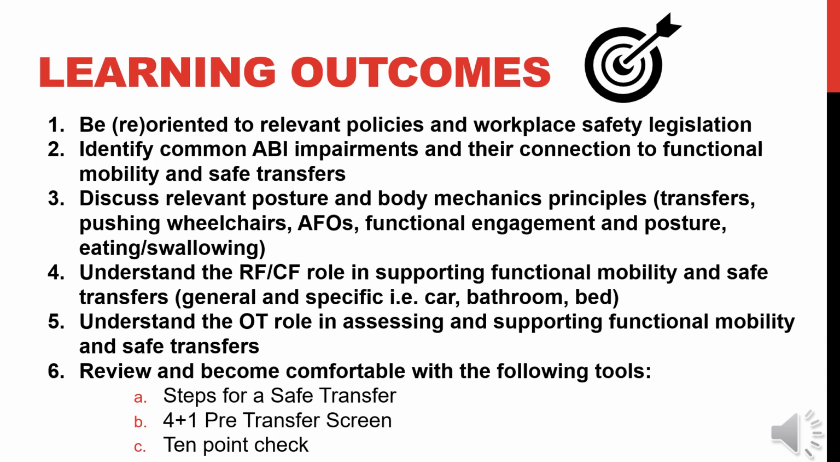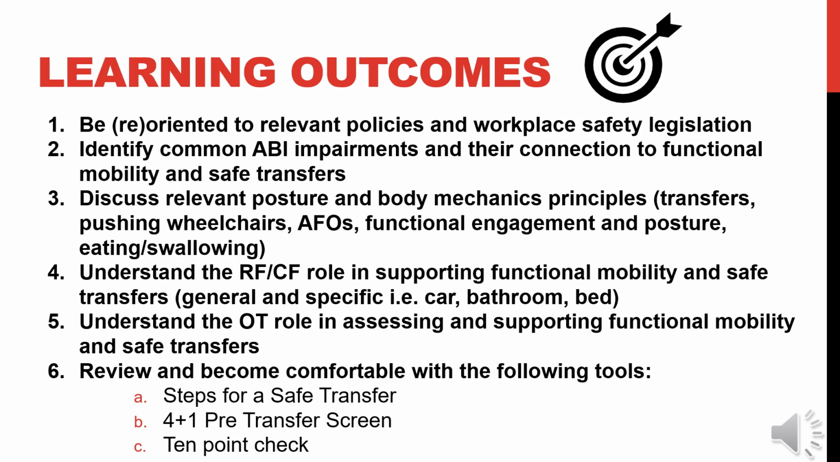By the end of this training, we will have reoriented or oriented you to the relevant policies and workplace safety legislation. We'll identify common ABI impairments and their connection to functional mobility and safe transfers. We will have discussed relevant posture and body mechanics principles. We will also discuss the RF and CF role in supporting functional mobility and safe transfers, as well as the occupational therapist's role in assessing and supporting functional mobility and safe transfers.